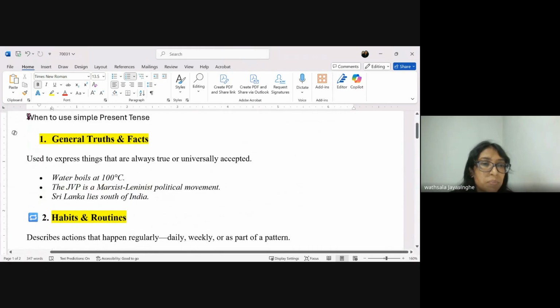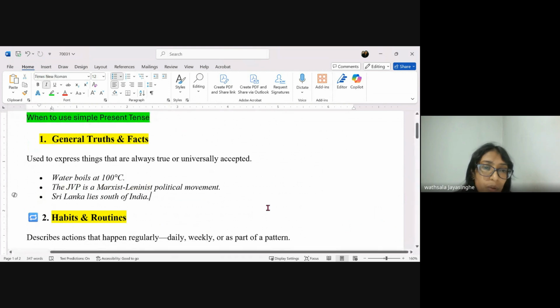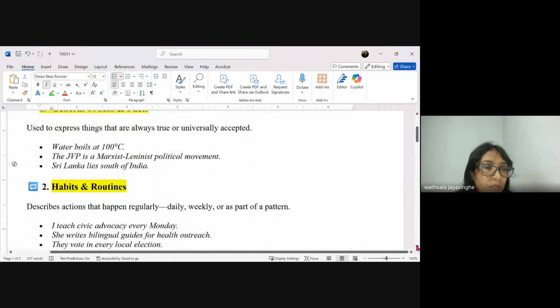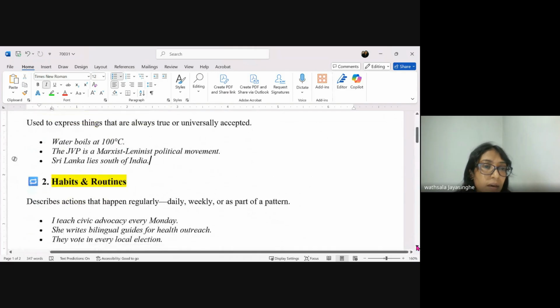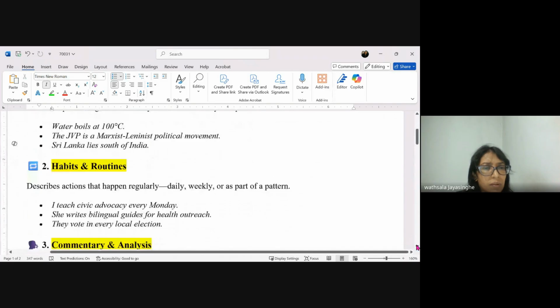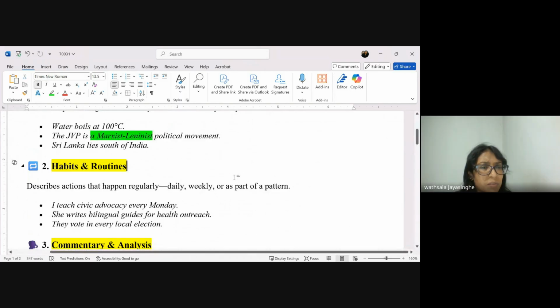When to use simple present tense. General truths and facts: used to express things that are always true and universally accepted. First one, water boils at 100 centigrade. The JVP is a Marxist-Leninist political movement. Sri Lanka lies south of India.